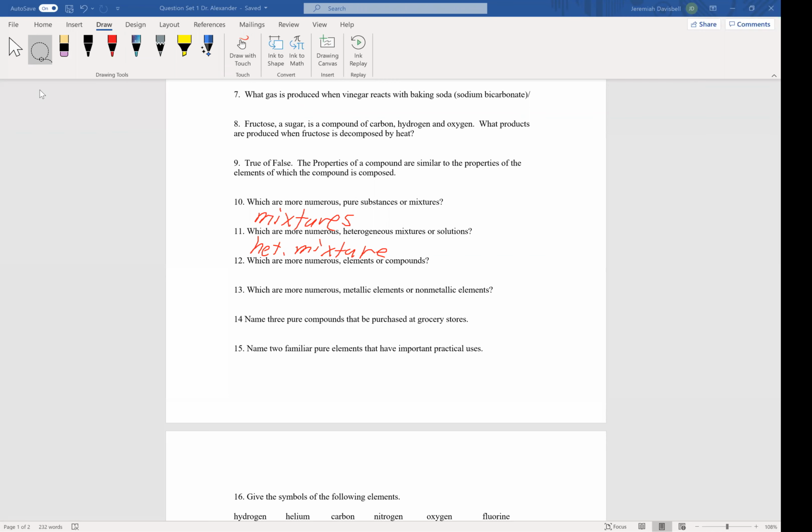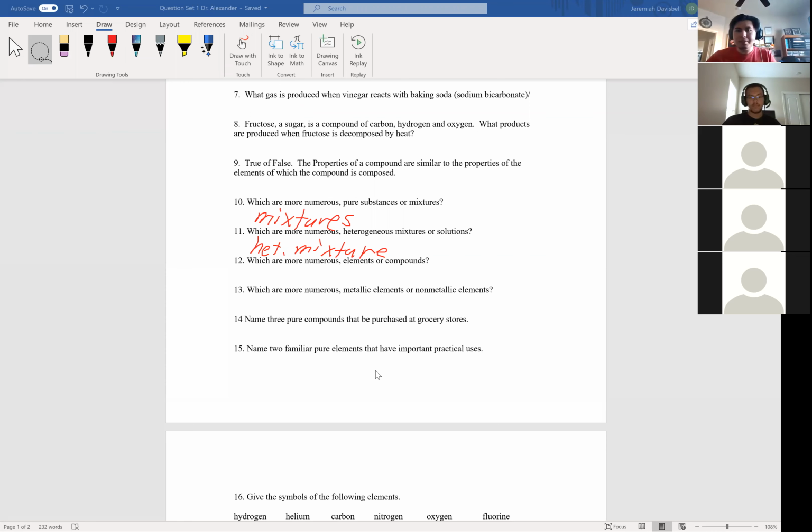So going on to the next one, number 12, which are more numerous, elements or compounds? Compounds. Yeah, right, compounds, because we see them bonded to almost anything and everything, right? And pure elements, you'll mostly find them in mines, because they're much harder to find. So on to 13, which are more numerous, metallic elements or non-metallic elements? Metallic elements. Yeah, correct, metallic.